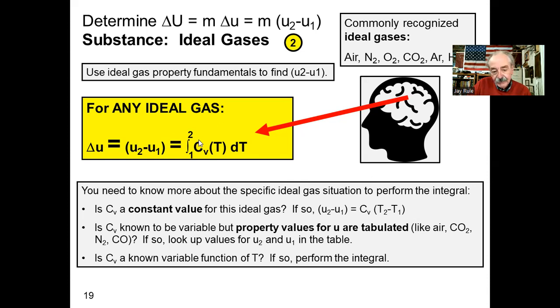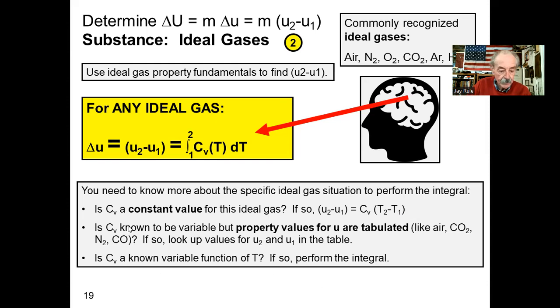Could c_v be considered a constant value? If c_v is not a formula but a constant value, like 0.2 kilojoules per kilogram-kelvin, you can pull it out of the integral. If it's a constant number, you pull it out of the integral. So if c_v is a constant value, then u2 minus u1 is simply c_v times (T2 minus T1). Delta u is c_v delta T, as long as c_v is a constant value.